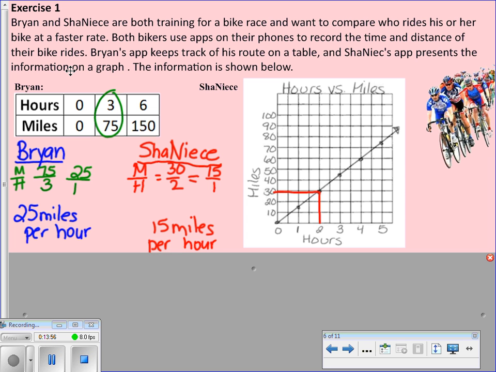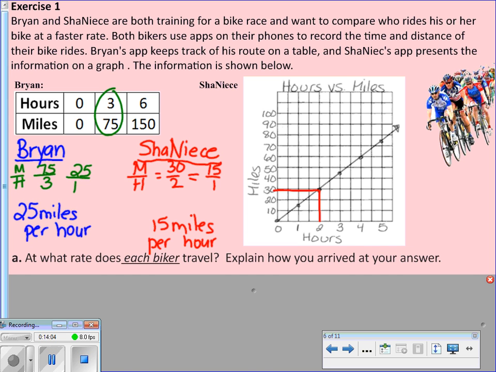Let's stop here for a question check. Who wants to know where the 15 came from? Okay, so question A is asking us at what rate does each biker travel? A lot of you are still missing keywords and questions on tests and quizzes. If it's asking for each biker, I have to include both people in my answer.